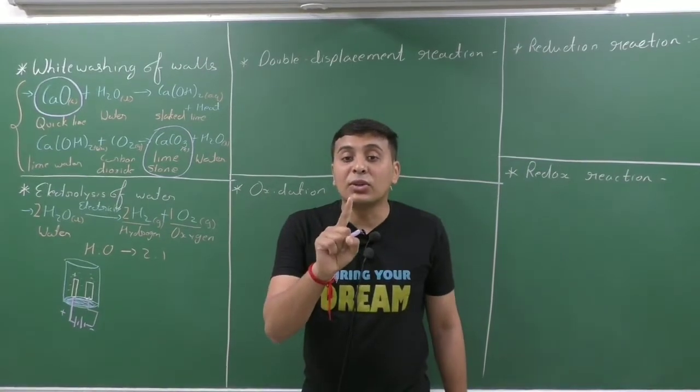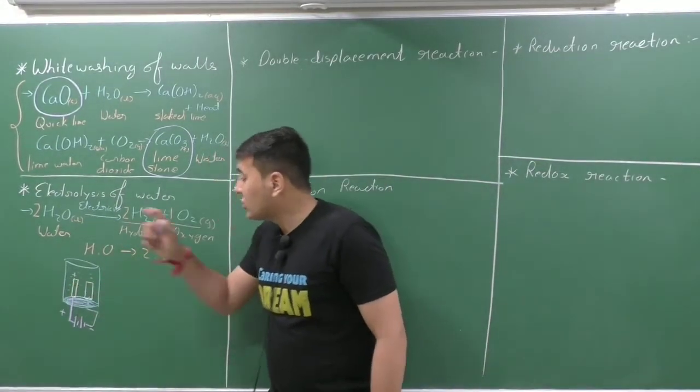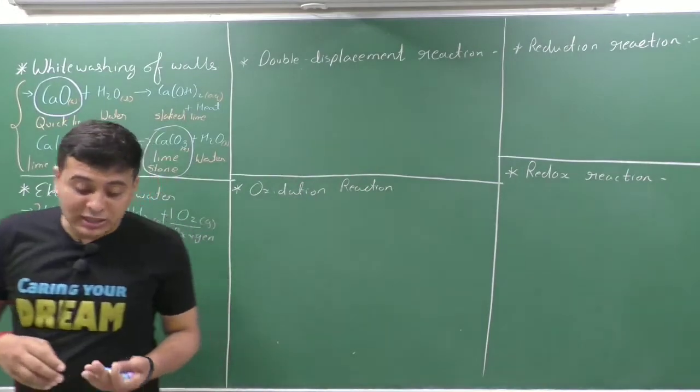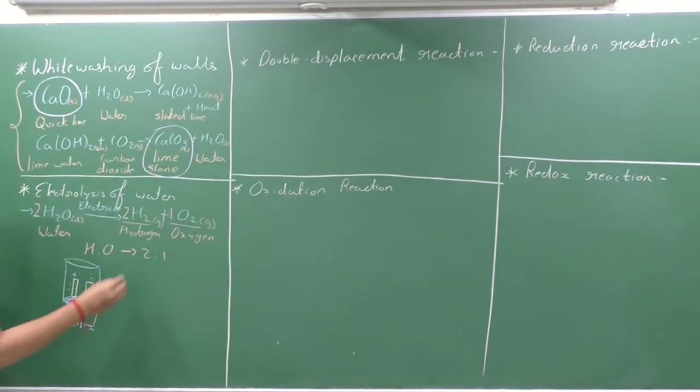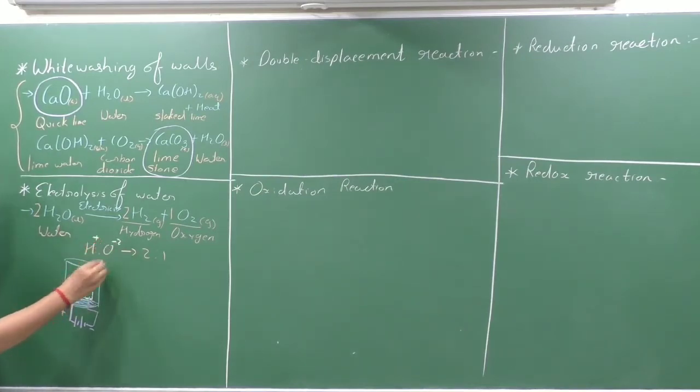Getting it? Yes or no? On the positive electrode oxygen will be produced. Why? Why will oxygen be produced on the positive electrode? Because oxygen is negatively charged and hydrogen is positively charged. So oxygen will get attracted towards the positive electrode and hydrogen will get attracted towards the negative electrode.